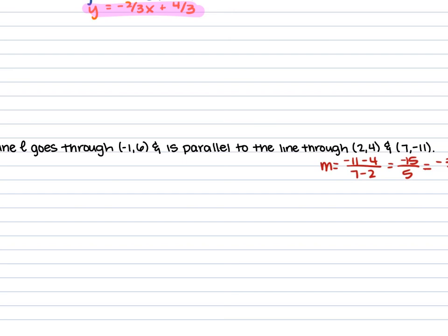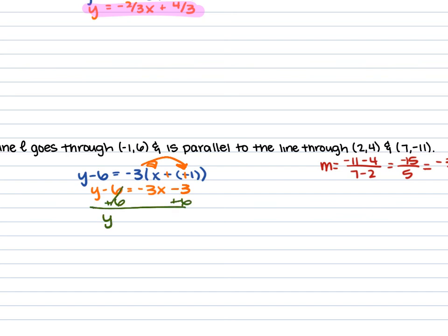So using that and my negative 1, 6, I'm going to have y minus 6 is equal to negative 3 times x minus negative 1. The two negatives turn into positives, so y minus 6 is equal to negative 3x. If I distribute, negative 3 times 1 is a negative 3. From there, I'm just going to move this 6 over by adding it to each side. So y is equal to negative 3x plus 3.